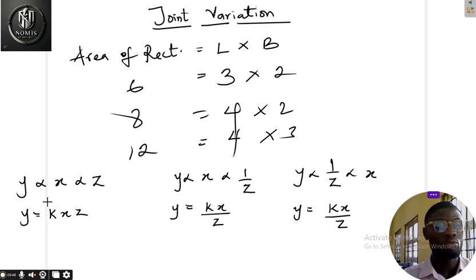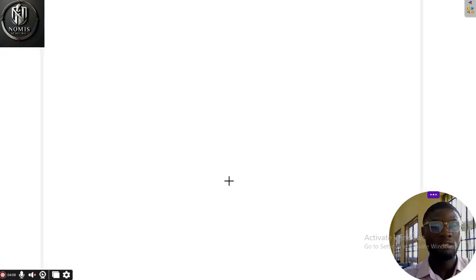So we should be able to convert the proportionality that you express mathematically into an equation like this that can help you to solve the questions. Let's take some examples on joint variation and let's see how we can solve them easily.